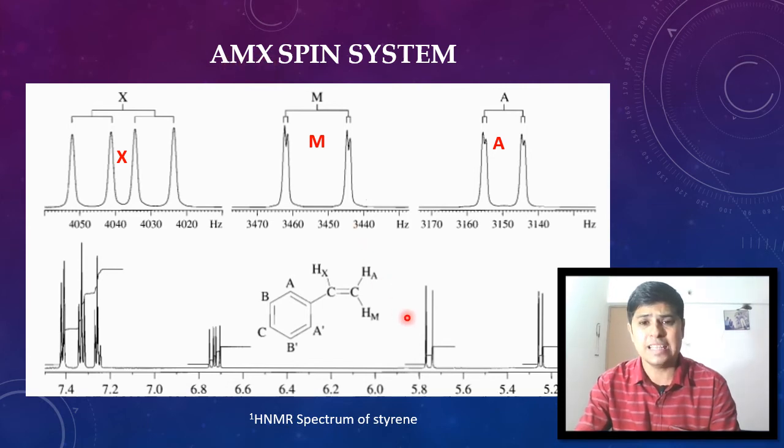So A is giving a doublet of doublet. Similarly, M is also giving a doublet of doublet, and X is also giving a doublet of doublet. So the 1H NMR spectrum of styrene is giving an AMX spin system, that is, a doublet of doublet for all three protons. This spin system is designated as the AMX spin system for styrene.